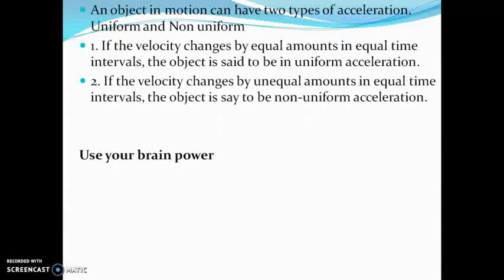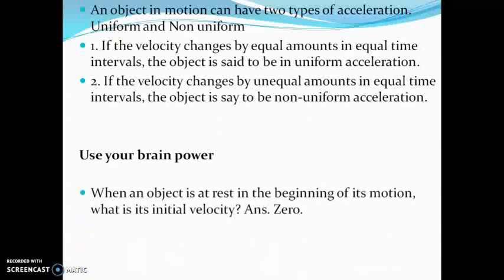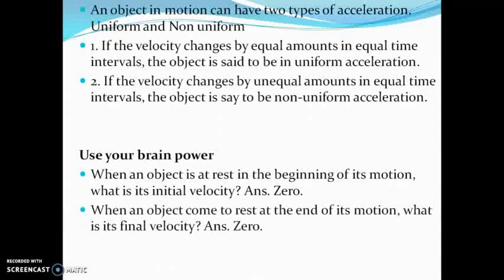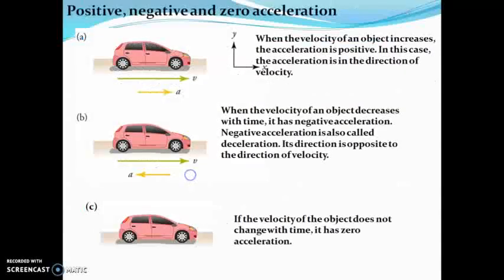Use your brain power. When an object is at rest in the beginning of its motion, what is its initial velocity? And of course, the answer is 0. When an object comes to rest at the end of its motion, what is its final velocity? Again, the answer is 0.